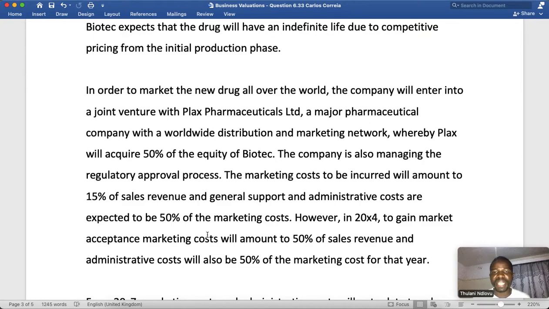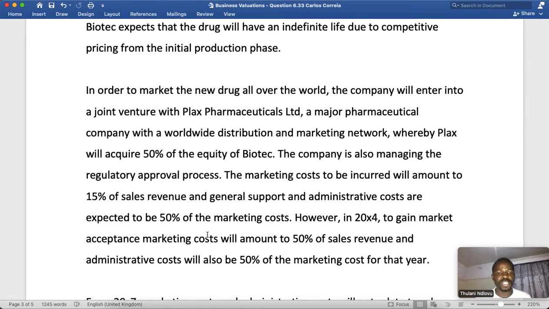In order to market the new drug all over the world, the company will enter into a joint venture with Plax Pharmaceuticals Limited, a major pharmaceutical company with a worldwide distribution and marketing network, whereby Plax will acquire 50% of equity of biotech. The company is also managing the regulatory approval process.